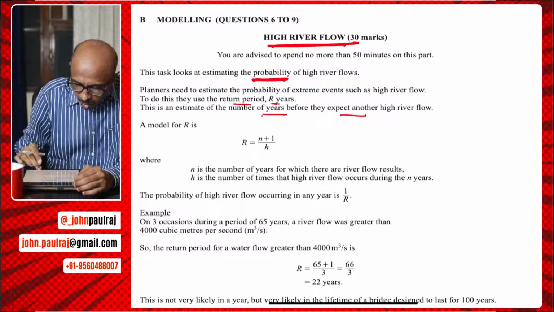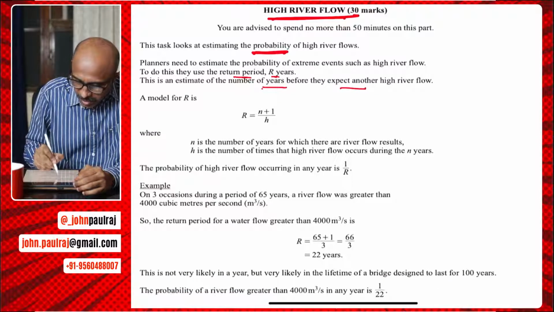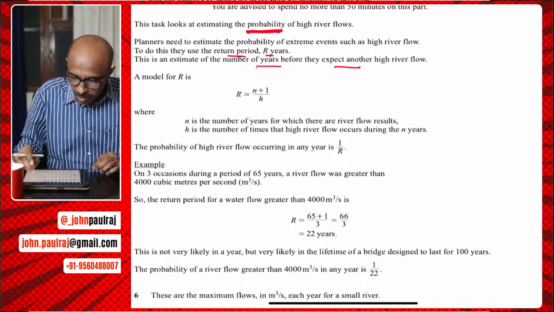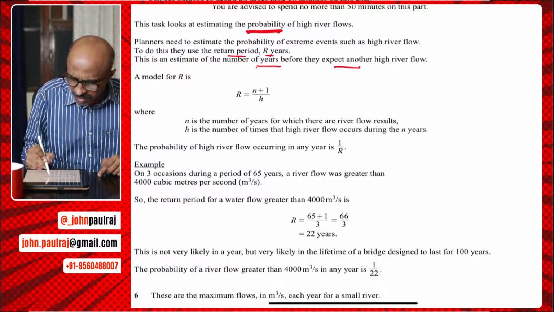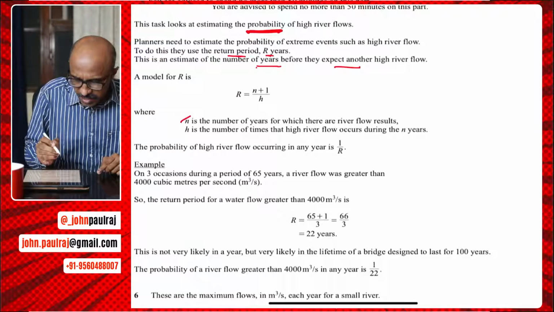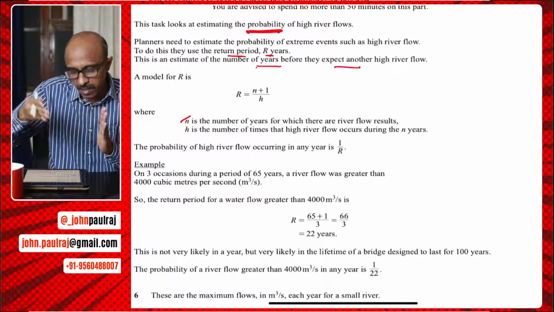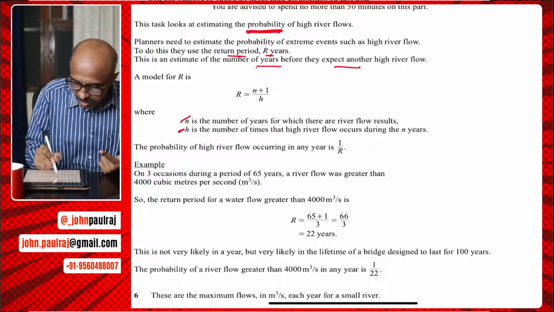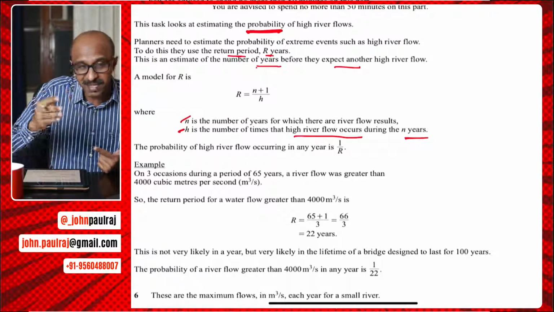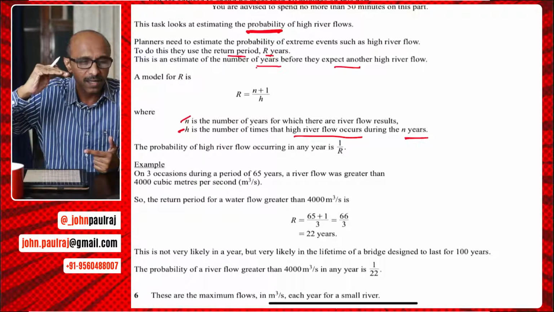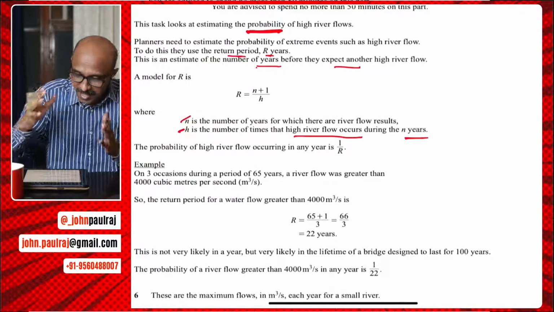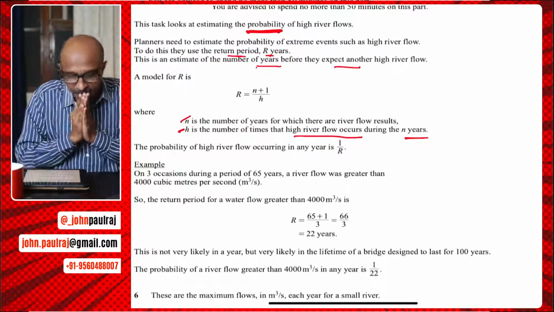All right, a model for capital R is equal to n plus 1 over h, where n is the number of years where there are river flow results. So basically the number of years where they've got all the data, that's n. H is the number of times that high river flow occurs during those n years. So how many times it crosses a certain level, that is called the high river flow.